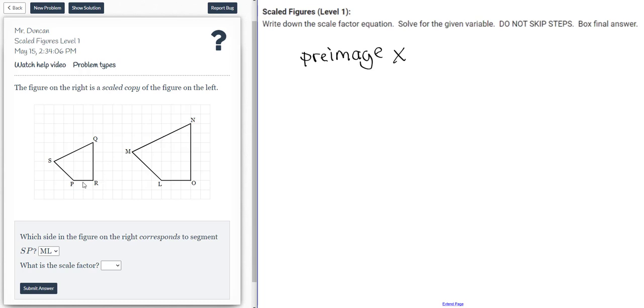So we would be left with either this horizontal segment of PR and this horizontal segment of LO, or you could use a vertical segment of QR and the vertical segment of NO. Because horizontal, for example, the length of this is 2, the length of this is 4. When it's horizontal and vertical, you just count the spaces and you've got it. Anyways, here's the scale factor equation. Pre-image multiplied by scale factor.